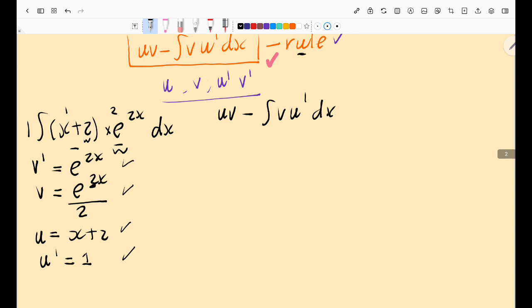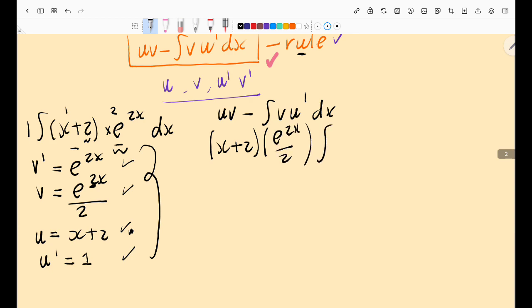As I said, with integration, it brings you to a function. It rewrites your function in such a way that you can now integrate it, right? So these were the rules that you had to follow to rewrite that function. So my u, I just copy from here, from what I just wrote. My u is x plus 2. My v is e to the power of 2x over 2. Integral sign, right, times v. My v is e to the power of 2x over 2.